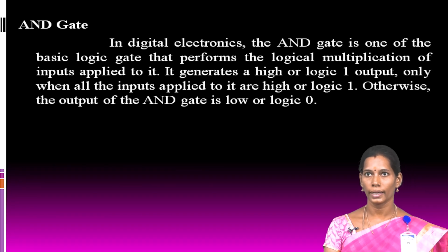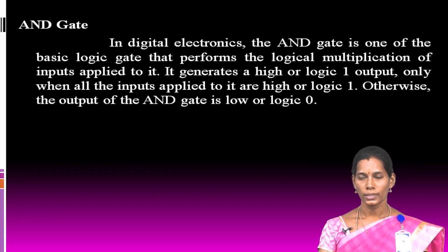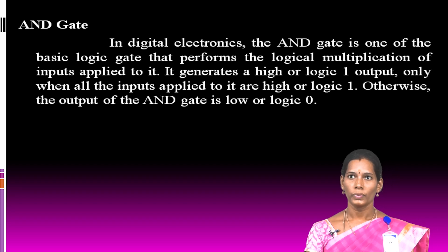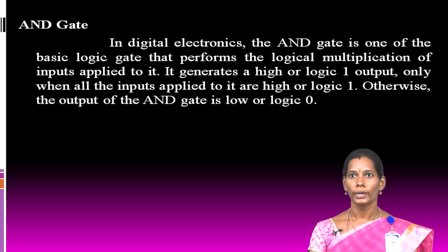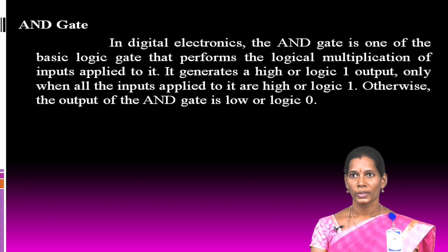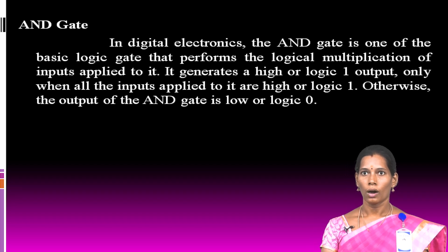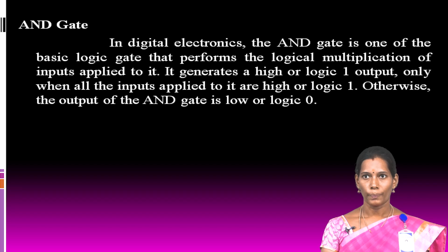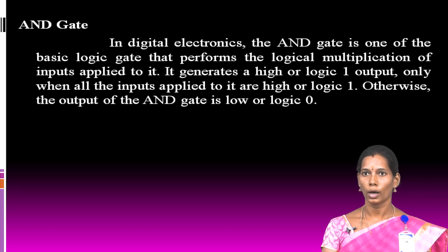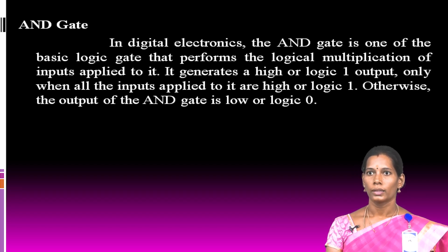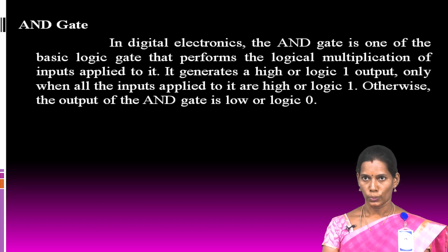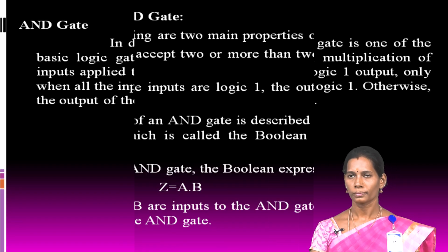First one is AND gate. In digital electronics, the AND gate is one of the basic logic gates that performs the logical multiplication of inputs applied to it. It generates the high or logic 1 output only when all the inputs applied to it are high or logic 1. Otherwise, the output of the AND gate is low or logic 0.